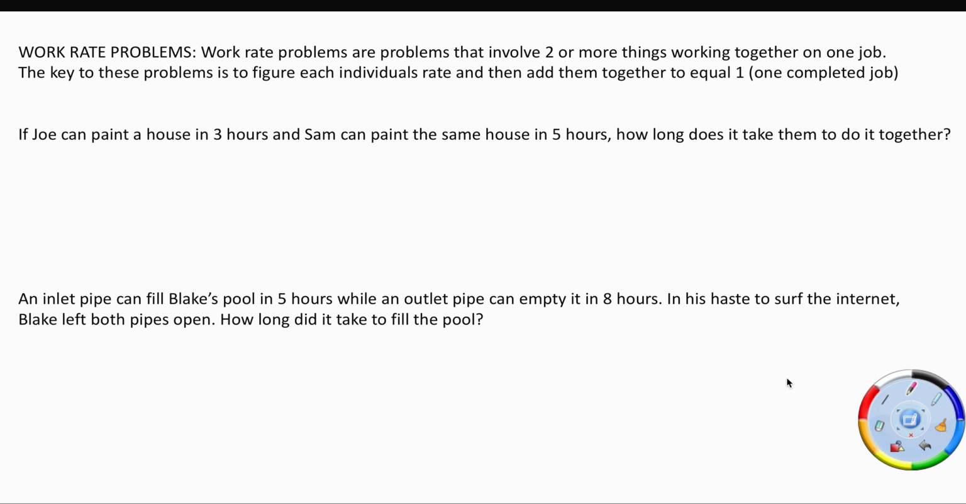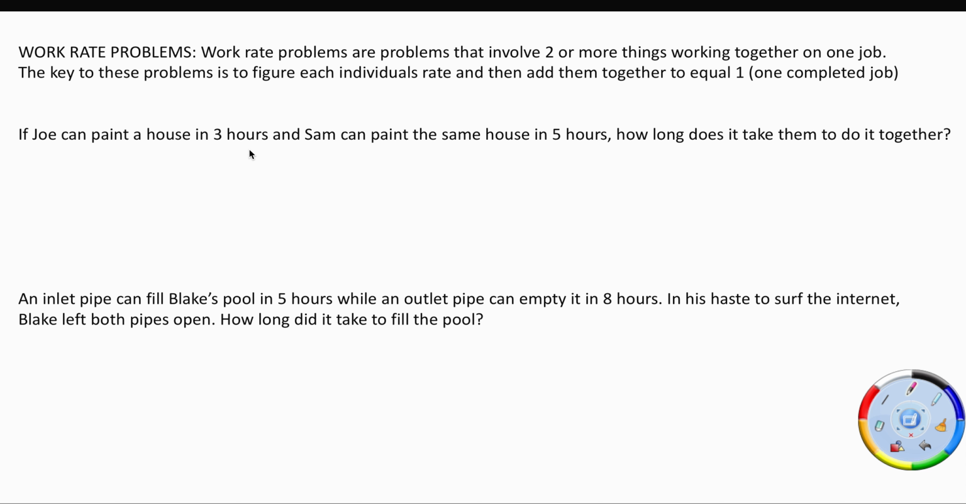Okay, work rate problems are problems that involve two or more things working together on one job. For example, this one's about two people painting a house. This one's about two pipes running in a pool. It could be two copy machines copying papers. Two or more machines or people working together. The key is to figure out the individual rate of each person or machine.